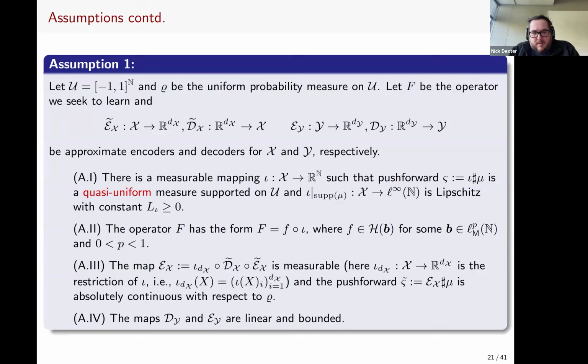The second one is that the operator F has the form F composed with iota, where F is in H(b) for some b in the monotone ℓp space, and p between 0 and 1. The third one says that we have E_x, which is the composition of iota_dx, D tilde x, and E tilde x, is a measurable mapping, where iota_dx is the restriction of iota, and the push forward sigma tilde here is absolutely continuous with respect to rho. And the fourth one is that D_Y and E_Y are linear and bounded.